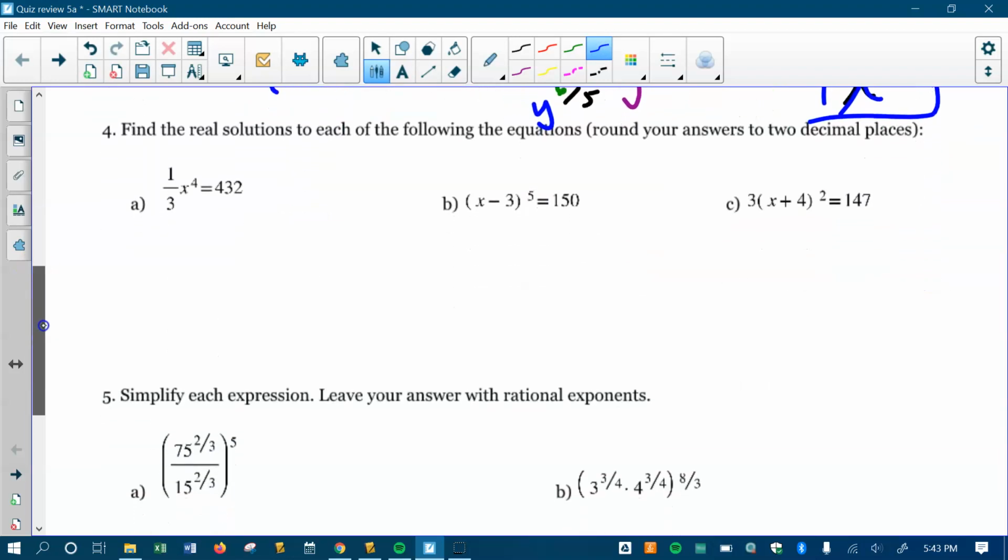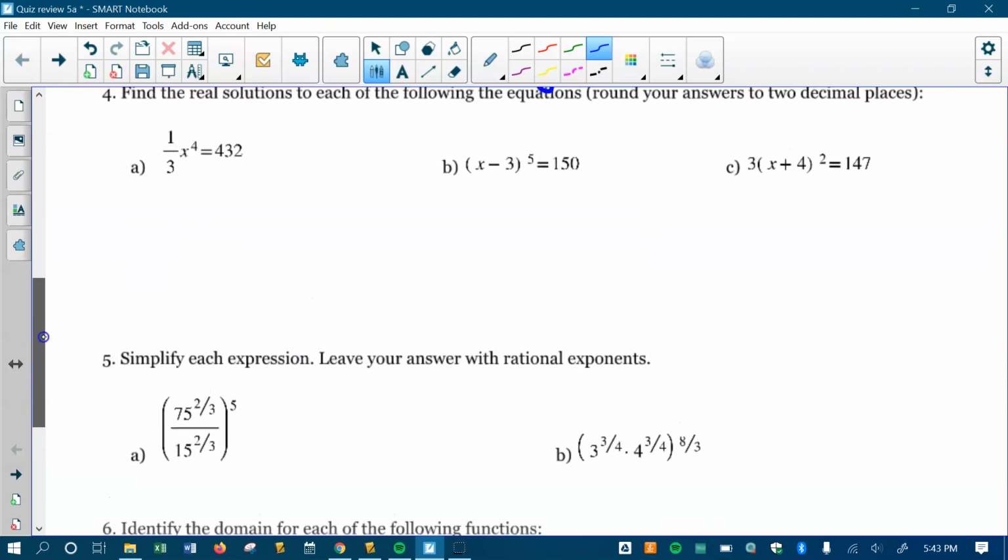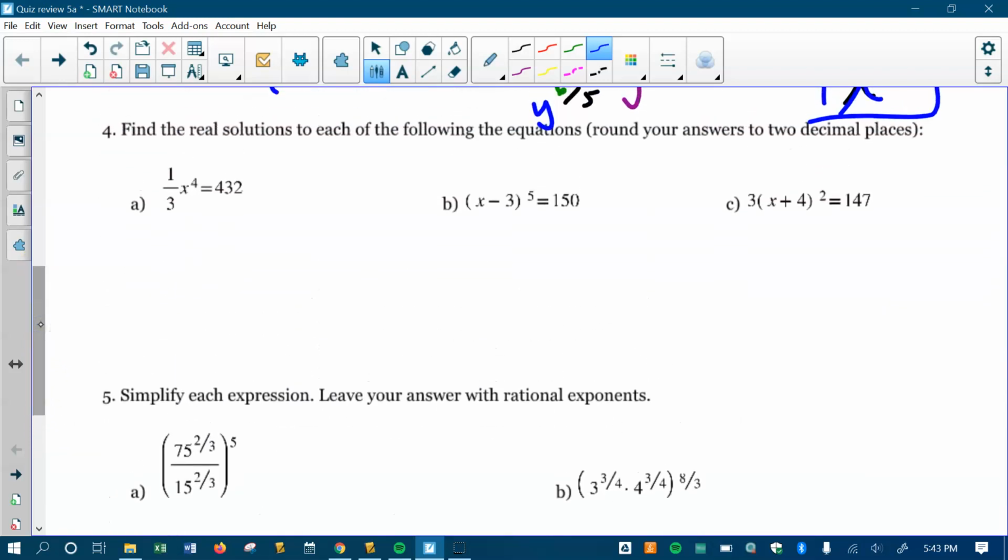Okay, now let's find the real solutions for 4, A, B, and C. And I hope you're not watching the whole thing if you don't need it. Maybe, I mean, you're welcome to watch. There's nothing exciting going on here except me talking, which is very exciting. But you're welcome to go ahead and skip around if you'd like.